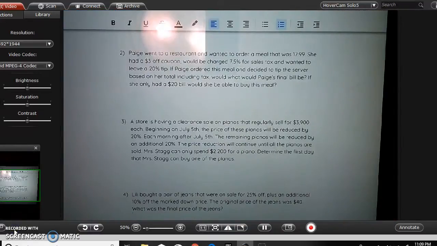My next question says the store is having a clearance sale on pianos that regularly sell for $3,900 each. Beginning on July 5th, the price of these pianos will be reduced by 20%, and each morning after July 5th, the remaining pianos will be reduced by an additional 20%. The price reduction will continue until all the pianos are sold. Mrs. Stagg can only spend $2,200 on a piano. Determine the first day that Mrs. Stagg can buy one of the pianos.